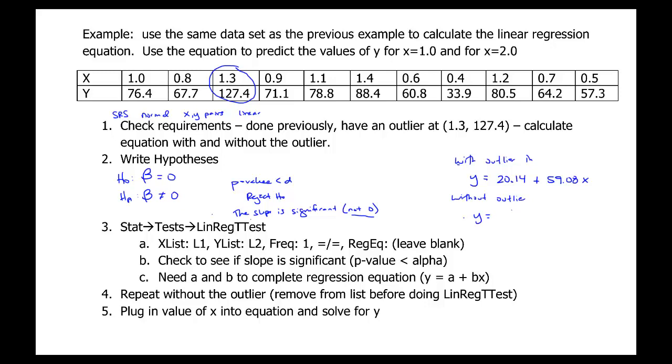So we have y equals 29.57 plus 44.58x. So again, we're doing the regression equation with and without the outlier. We're not sure if it's a mistake or not, so we can't really just get rid of it and go without the outlier. But this will probably be the more accurate equation for making predictions.